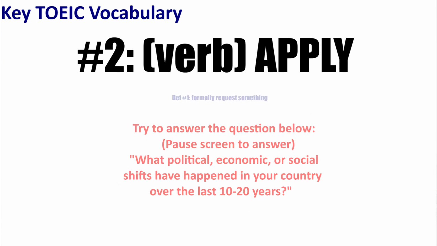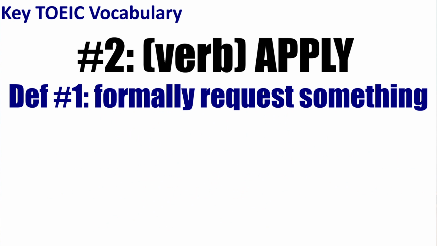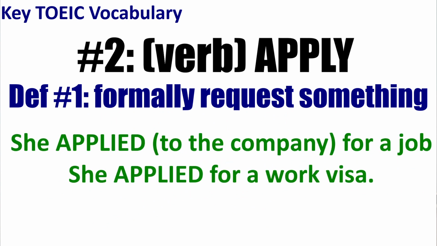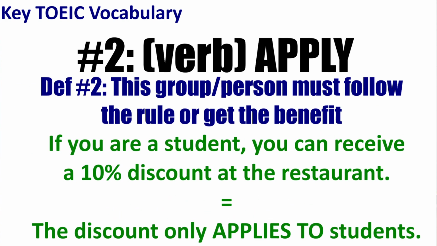The next word is apply to. Now, there are 2 definitions for apply. One is to make a formal request for something. An example, he applied for the job. She applied for a work visa. The other is when we use apply to something, and this applies to a person or a group. This group or person has to follow the rule or receive the benefit or receive the item.